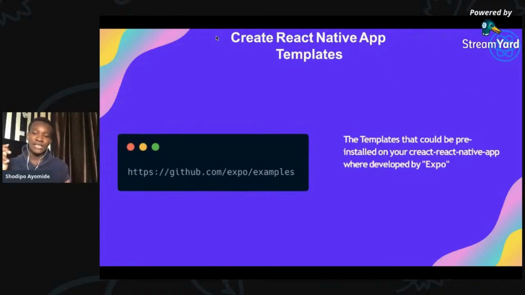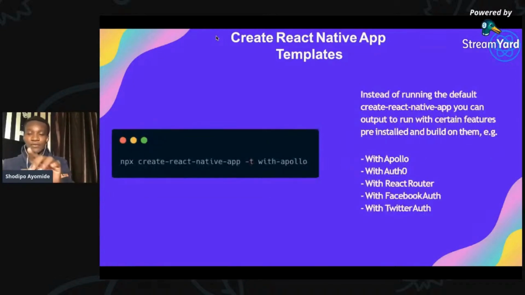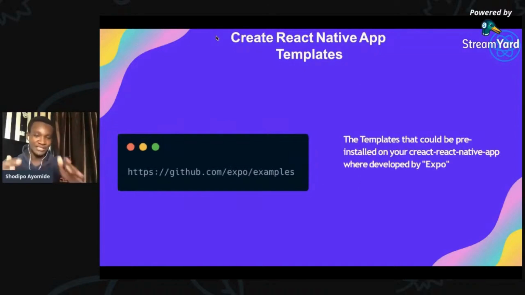The templates that can be pre-installed on your Create React Native App were developed by Expo, as I said earlier. The URL is github.com/expo/examples. Under examples is where you find all these pre-existing templates. The five I mentioned here, one, two, three, four, five, are not the only ones. There are many other templates, a whole bunch of them, at this URL, github.com/expo/examples, that you could use.